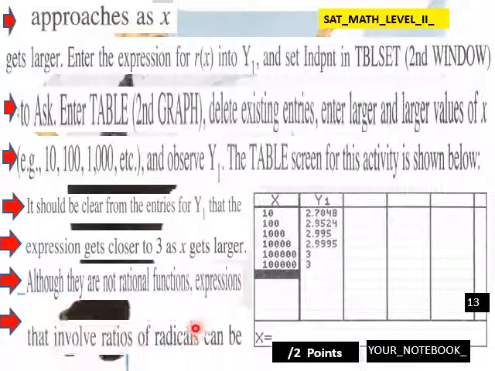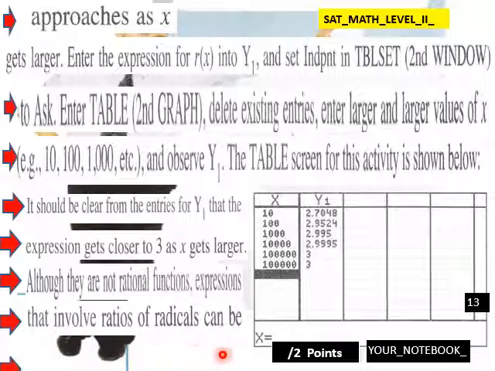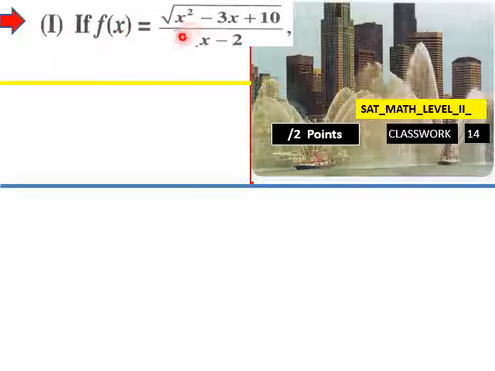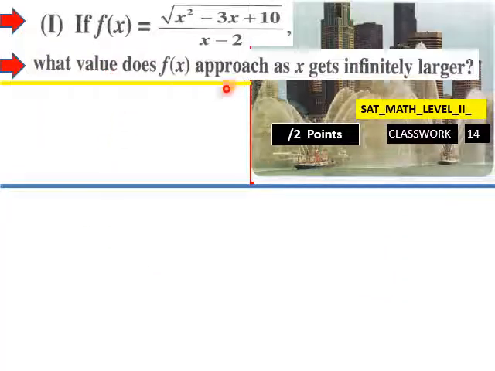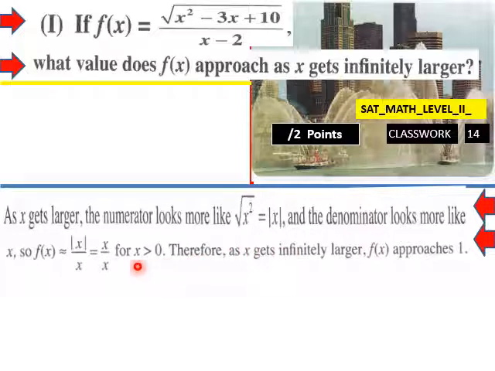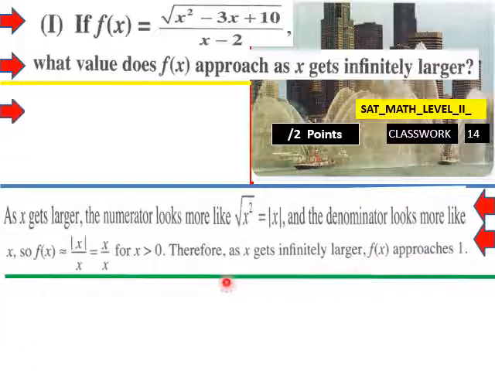Although they are not rational functions, expressions that involve ratios of radicals can be analyzed in the same fashion. If f of x equals square root of x squared minus 3x plus 10 over x minus 2, what value does f of x approach as x gets infinitely larger? As x gets larger, the numerator looks more like the square root of x squared, which equals absolute value of x, and the denominator looks more like x, so f of x would equal absolute value of x over x, which would equal x over x for x greater than 0. Therefore, as x gets infinitely larger, f of x approaches 1.